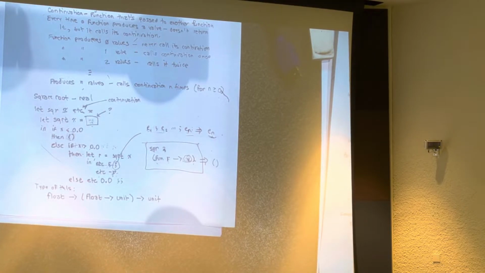All right, let's try a more realistic example. The example I started off with here is one that says, let's say we want to produce a series of values, and square root wasn't very interesting for that because it only produced either no values, one value, or two values. What happens if we've got a function where we want to produce lots of values?